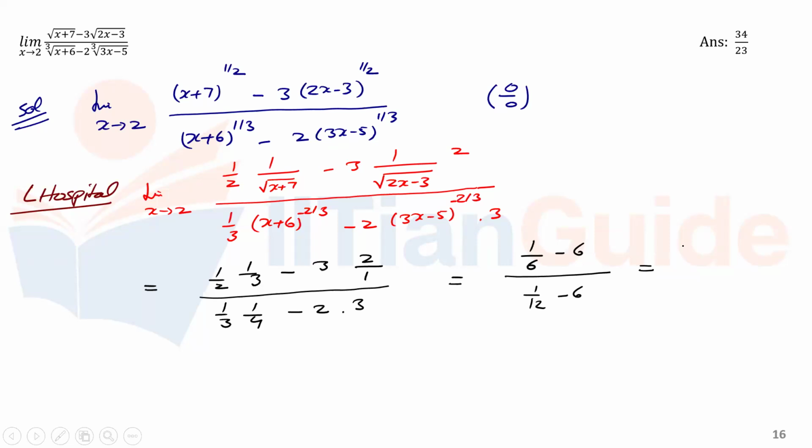No, I'm not getting the answer. Minus 35 by 6. Something wrong somewhere I have done. And 1 minus 72, that is minus 73. Somewhere there is a mistake. Just check the question. Tell me where I am committing a mistake. Tell me quickly.